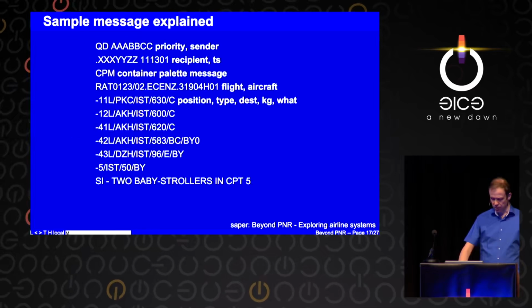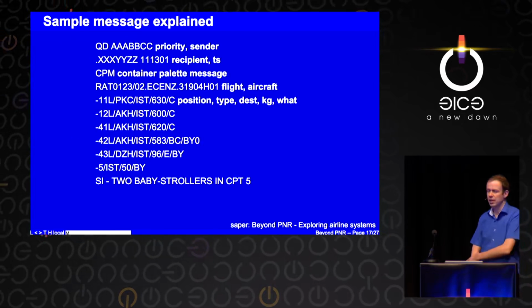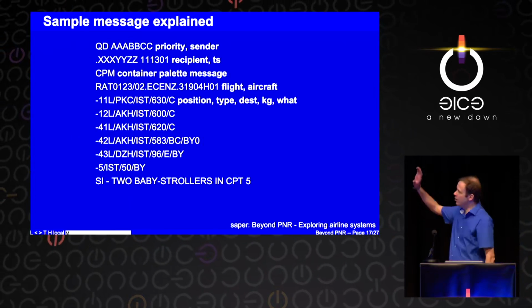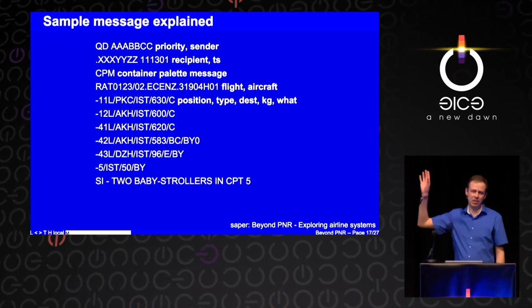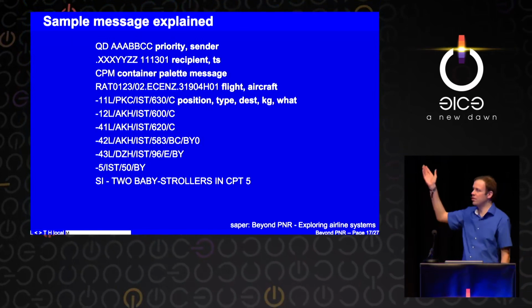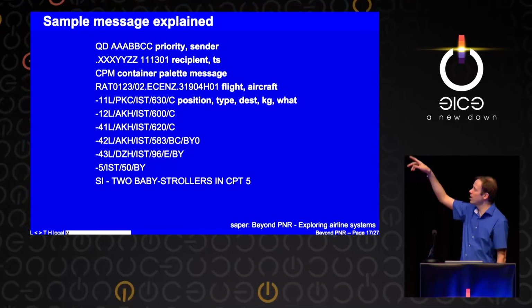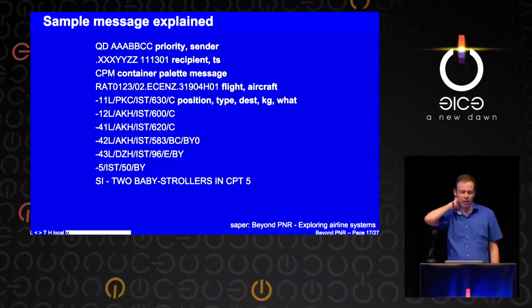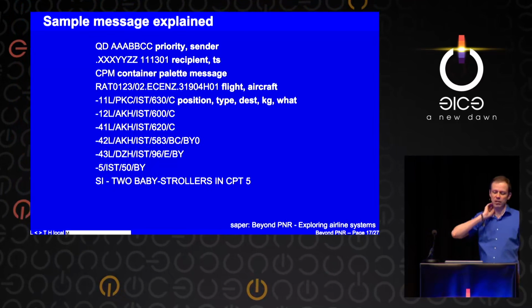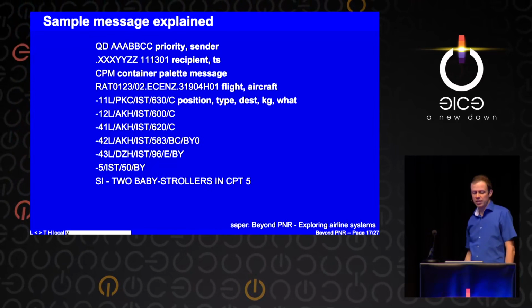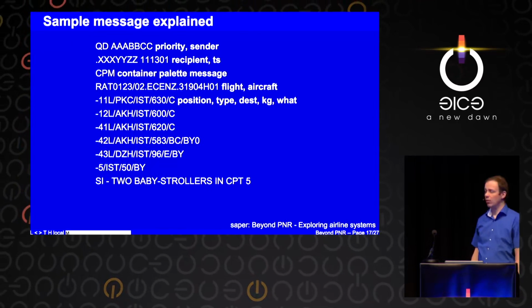Maybe let's skip to the more explained version. Well, you can think of it like an email. It's actually functionally very similar to what SMTP is doing. So the first two lines are header. QD is a priority. The sender and recipient are listed below.